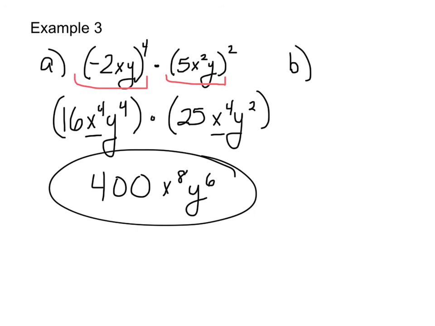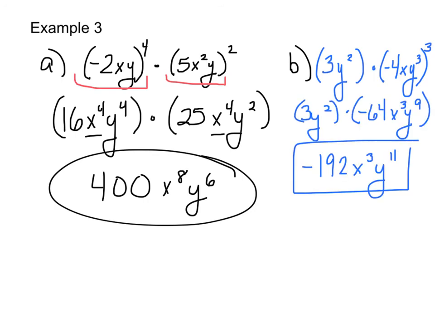Why don't you try b together, or by yourself? I'll put b down, pause the video, and then try it yourself. So there it is, 3y to the second times negative 4xy to the third, all to the third. Pause the video. If you did it correctly, you should get negative 192 x cubed y to the 11th.